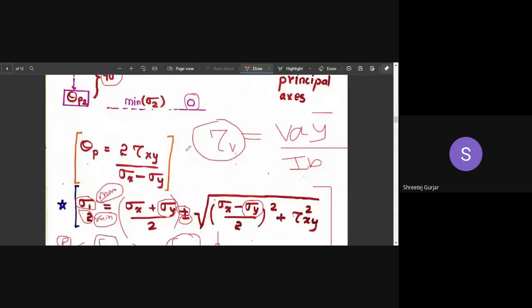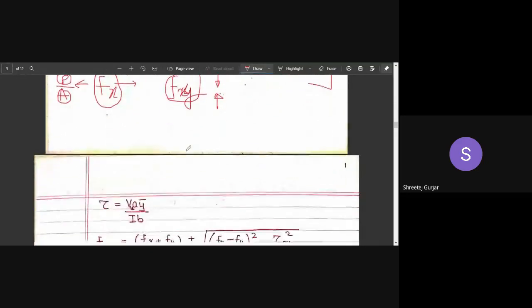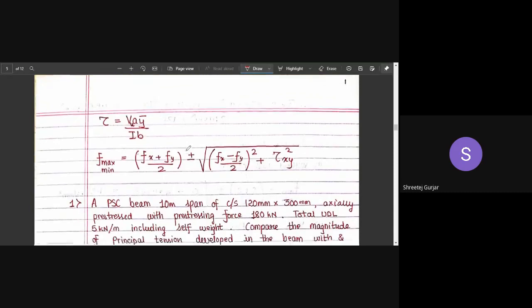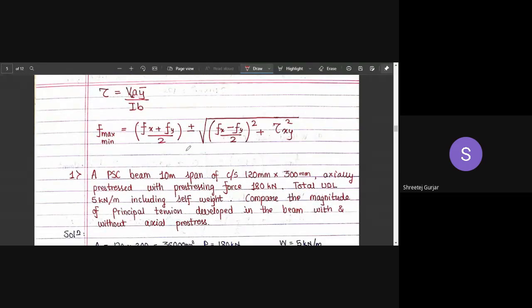Now we shall move on to your numericals. If you have any doubts, please let me know. Can we move on to numericals? Using these two formulas, the numericals are very easy. No need to worry, very easy numericals. But the design numericals we will look into later on.